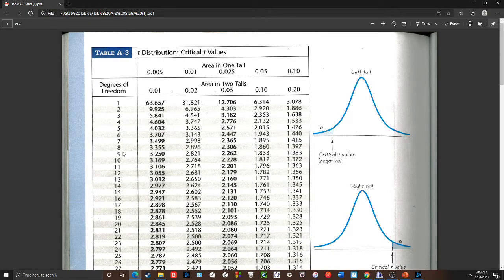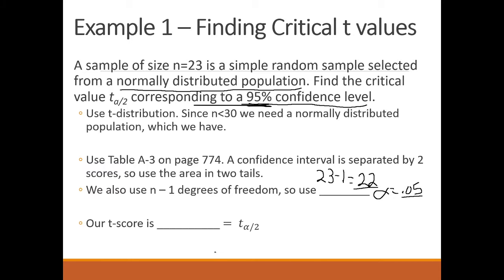So 22 degrees of freedom, which is right here. Alpha of 0.05, which is right in the middle. So I'm going to find out where these cross, and I'm going to get a t-score of 2.074. So that is going to be my t-score or my critical value, 2.074. Remember, z-score, t-score, critical value all kind of mean the same thing.